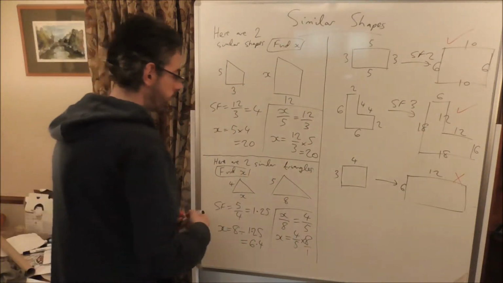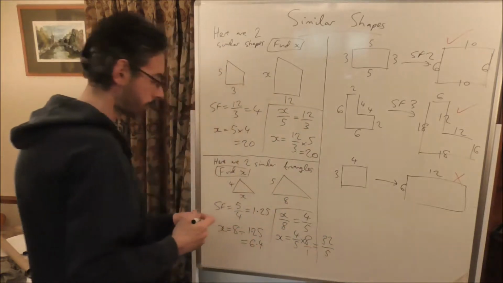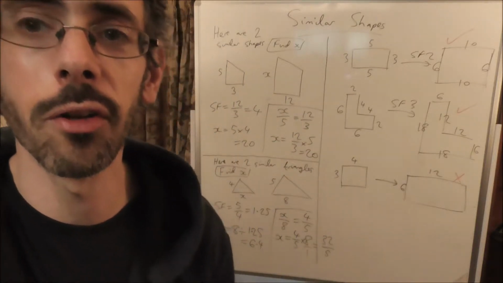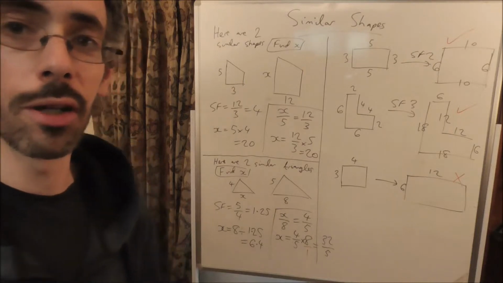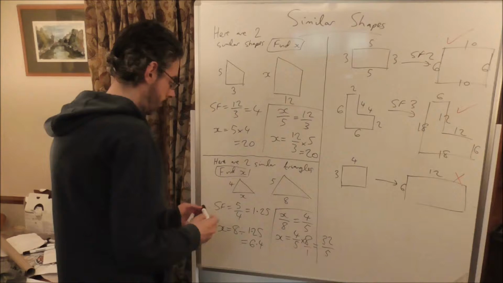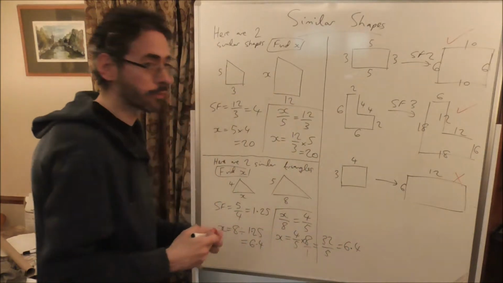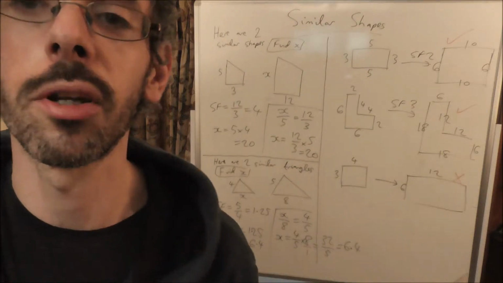So 4 times 8 is 32, and 5 times 1 is still 5. So you get 32 over 5, which is the answer. If you want a decimal answer, on the calculator you should get 6.4, which is what we had over there. So of course it's the same answer. So a couple of different methods there for finding missing sides of similar shapes.